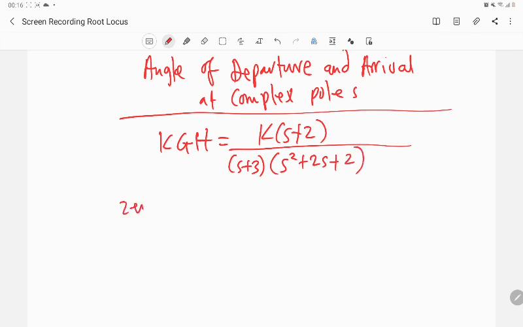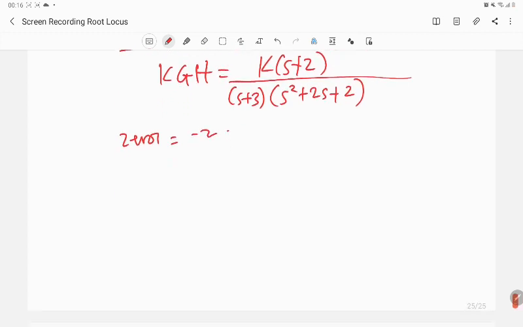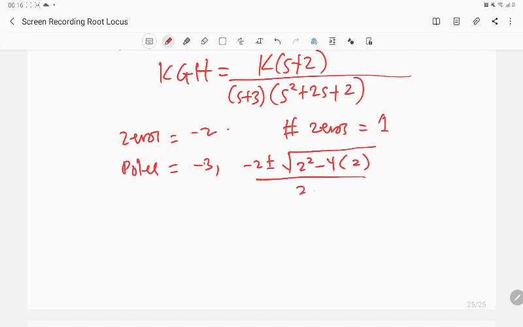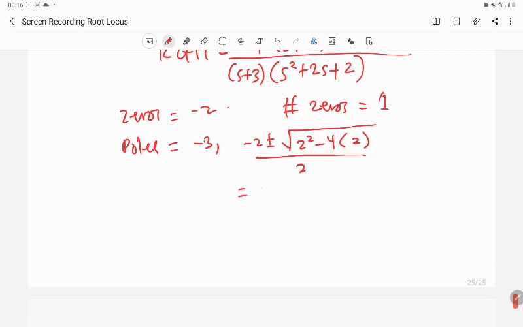Then we'll see that the zero will be equal to minus 2, the number of zeros equals 1, and then the poles will be equal to minus 3, that is a real pole, and then we are going to have minus 2 plus or minus the square root of 2 squared minus 4 times 2, all over 2 times 1, which gives us minus 1 plus or minus j1.